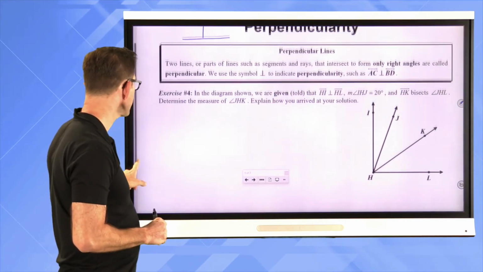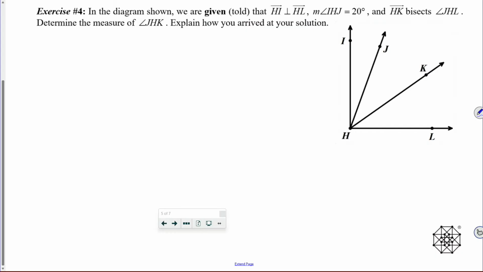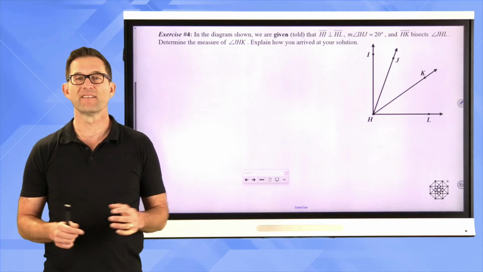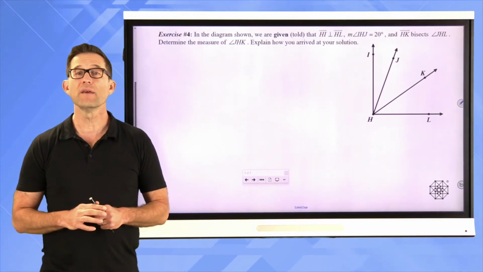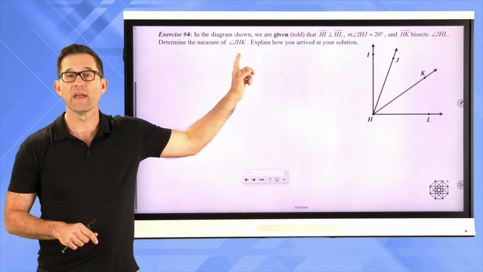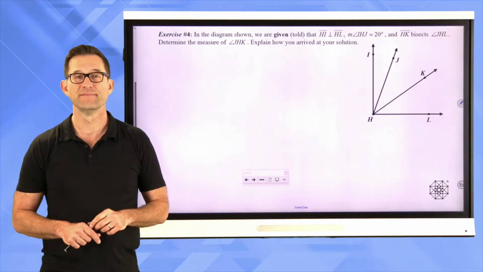So let's take a look at exercise 4. In the diagram shown, we are given, told, that ray HI is perpendicular to ray HL. Measure of angle IHJ is equal to 20 degrees, and ray HK bisects angle JHL. Determine the measure of angle JHK. Explain how you arrived at your solution. Fantastic. Okay, what I'd like you to do is pause the video right now, play around with this problem, and see if you can figure out what the measure of angle JHK is. Pause the video now.